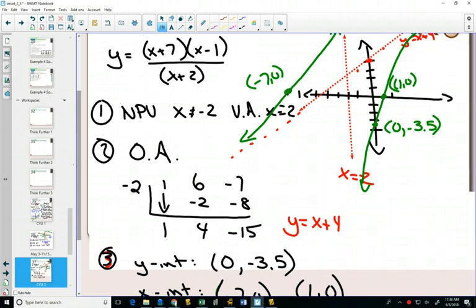The x plus 4 comes from synthetic division right here. If you wrote out your division statement, you would have x plus 4 remainder of negative 15. But you ignore the negative 15, and what you get with synthetic division is going to be your oblique asymptote.